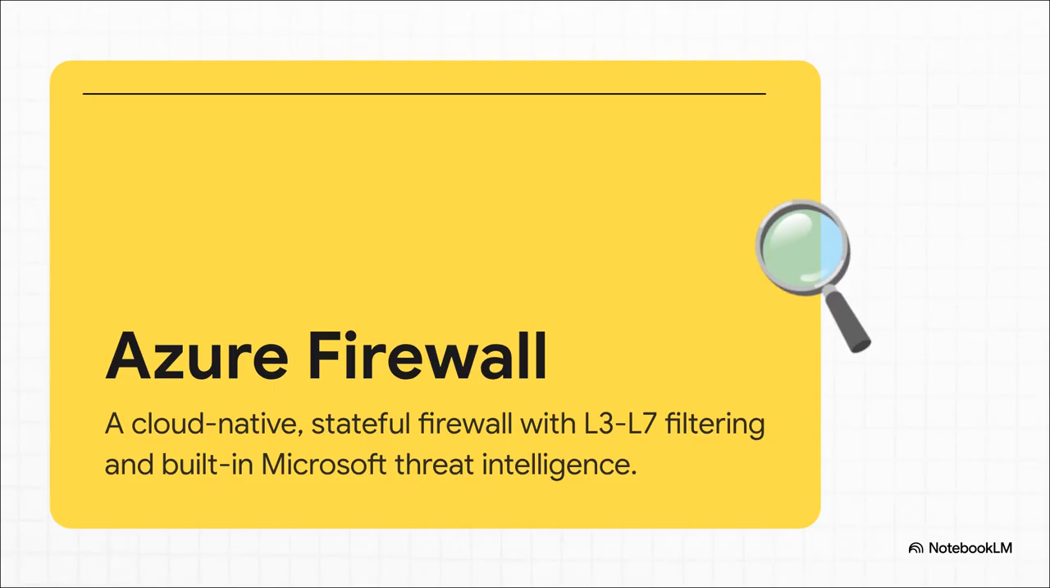Azure Firewall is a whole different beast. It's a full-on firewall as a service, and the real power jump is right there in the definition. It works all the way up to layer 7, the application layer. What does that mean? It means it can make much smarter decisions. It can allow or block traffic based on a website's domain name, not just its IP address.